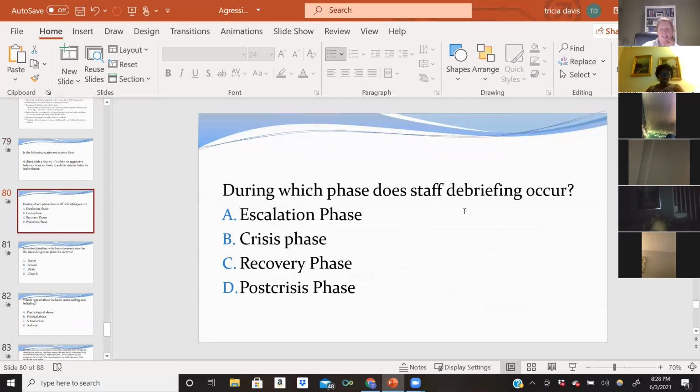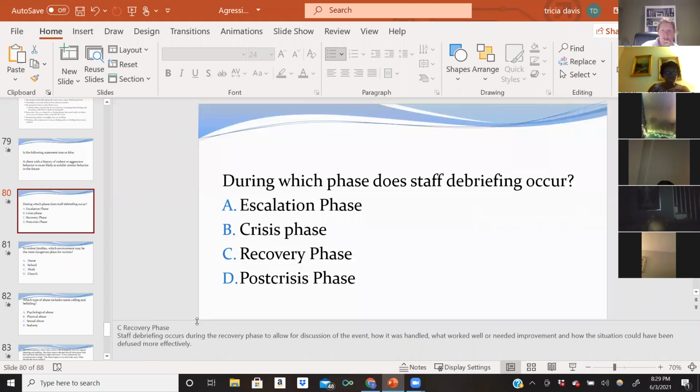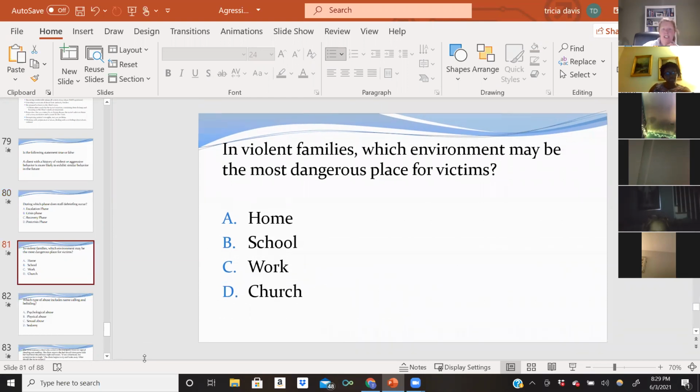During which phase does staff debriefing occur? The escalation phase, the crisis phase, the recovery phase, or the post-crisis phase? C, the recovery phase. So the debriefing occurs during the recovery phase to allow for discussion of the event, how it was handled, what worked well, or what needed improvement, and how the situation could have been diffused more effectively. So what do you do in post-crisis? That's when the patient comes back out of seclusion, you welcome them back. You can do a little debriefing then, but not as big as the other one.